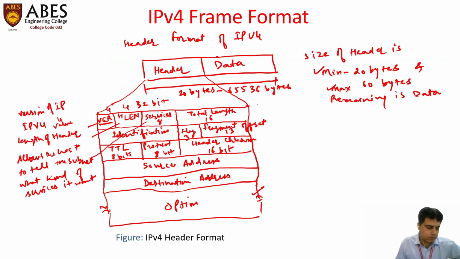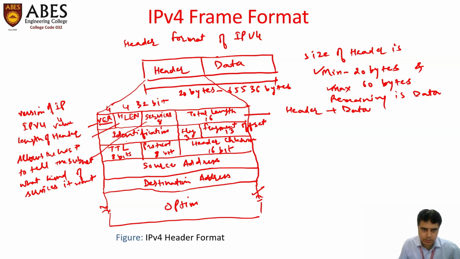Next field is total length, which includes the size of header plus data. Next field is identification.